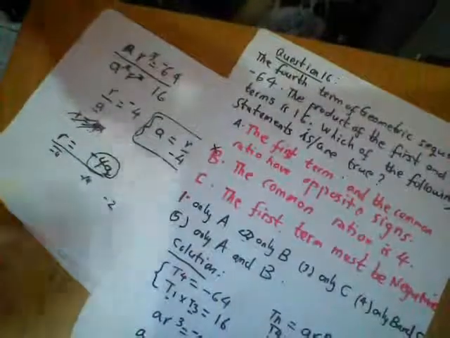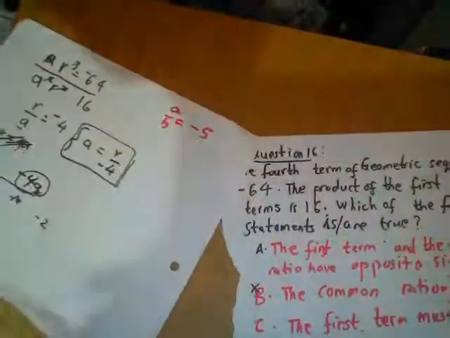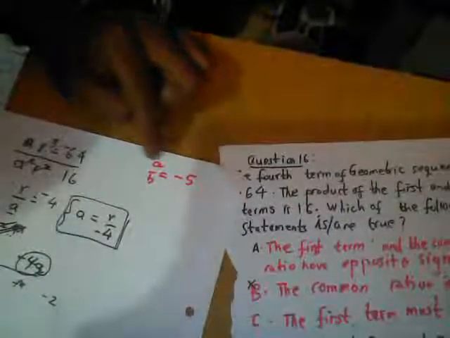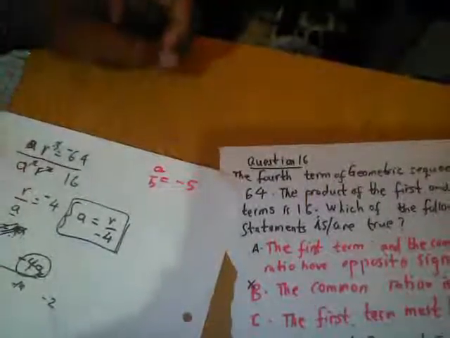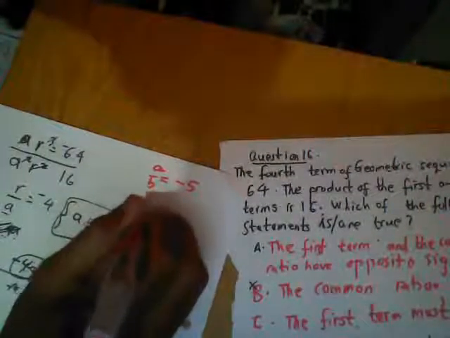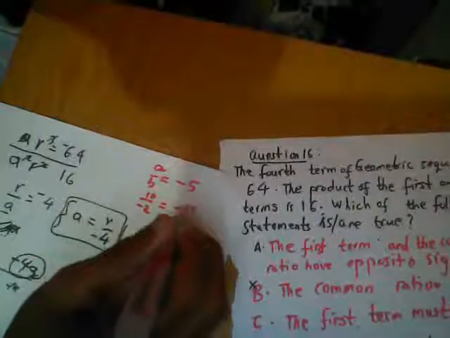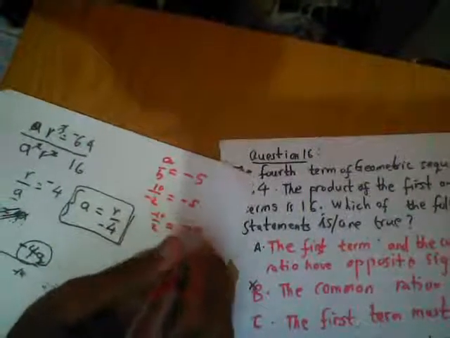Okay, so we're here, right? Look, the concept here is very simple. If somebody gives A over B equal to negative 5, what does that mean? For you to get negative 5, one of these terms must be positive and one of them must be negative. There's no way you're going to get negative if they have the same sign. So one must be positive and one must be negative. For example, to get negative 5 it could be 10 over negative 2, which gives negative 5, or negative 10 over 2 equals negative 5. So by any means, for you to get negative, these two terms must have different signs. That's all. So only option A.